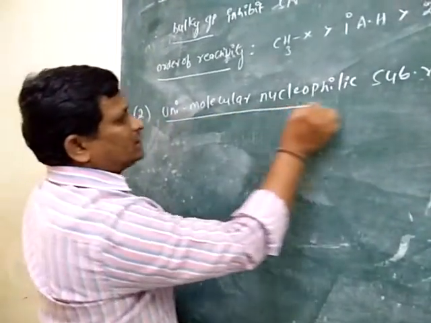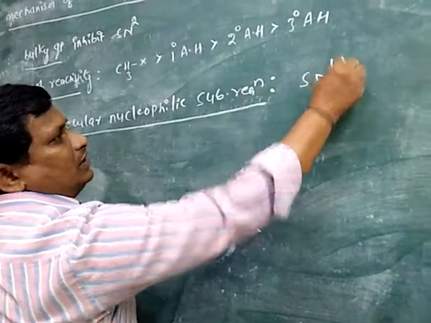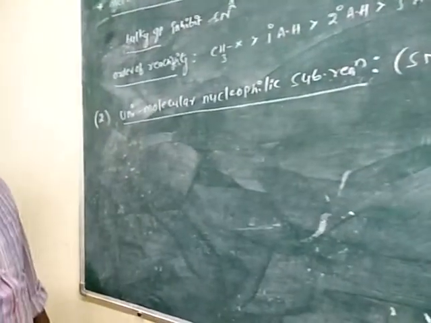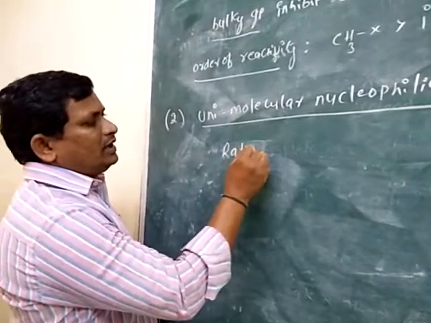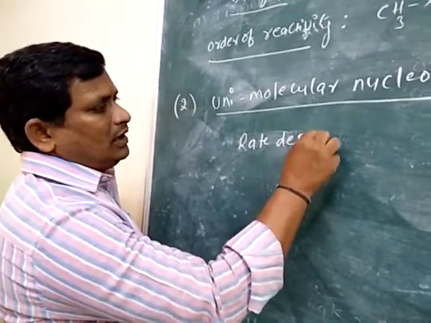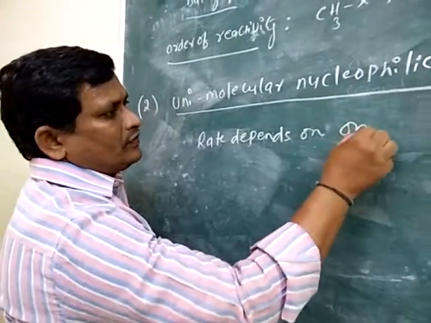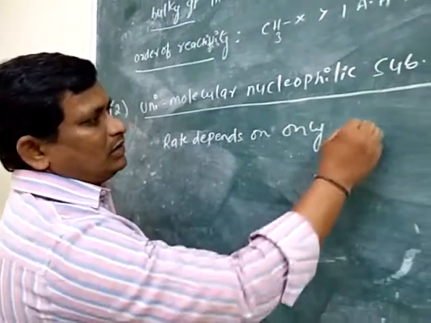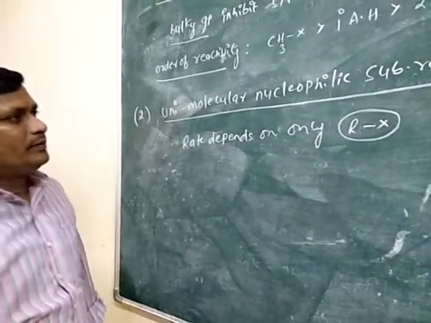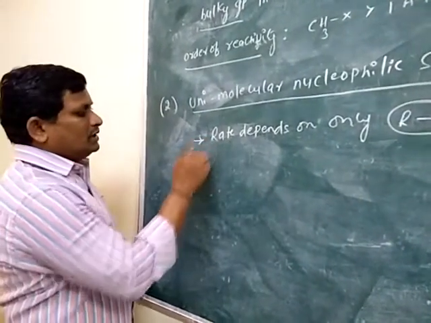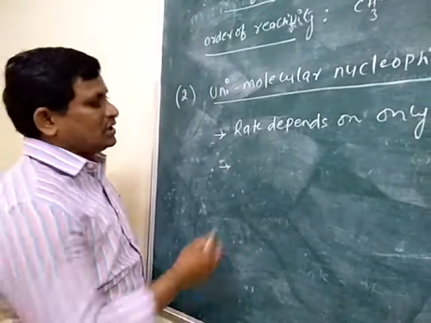Unimolecular nucleophilic substitution reactions, that is SN1 reactions. In SN1 reactions, the rate depends only on the alkyl halide but not on the nucleophile. So the SN1 reaction is complete in 2 steps.